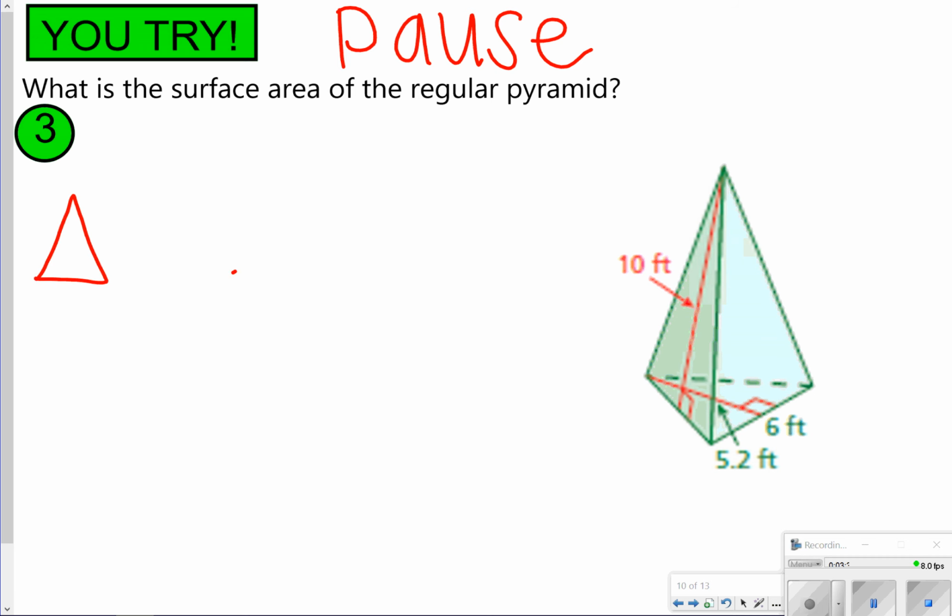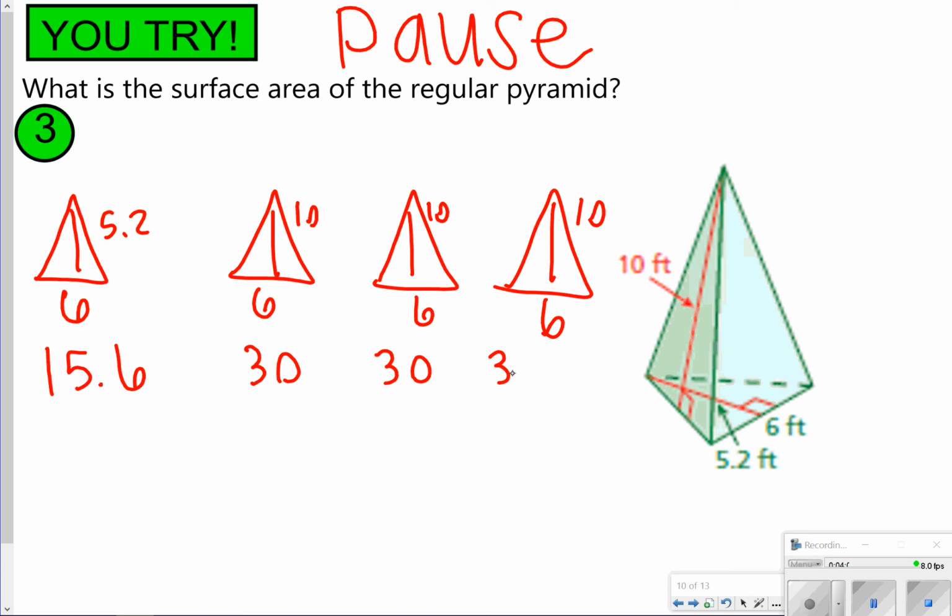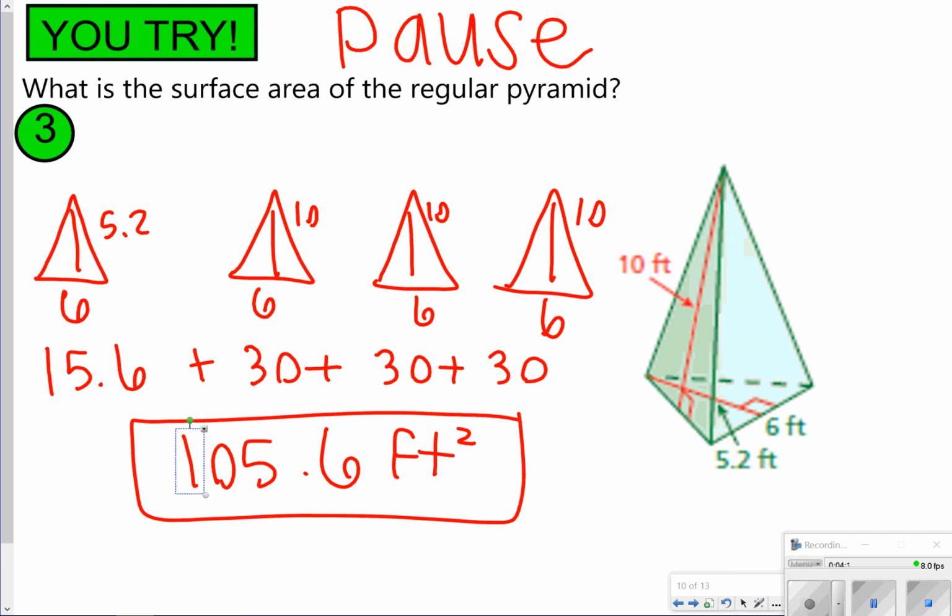Alright, so we've got a base as a triangle and then 3 other triangles as your faces. The base should be a 6 by 5.2, and the faces are also a 6 by 10. 6 times 5.2 divided by 2 should give you 15.6, and then 6 by 10 divided by 2 gives you 30. So we got 30, 30, and 30, that's 90, plus another 15.6 is going to give us 105.6, and that'll be feet squared. How did you do on this one?